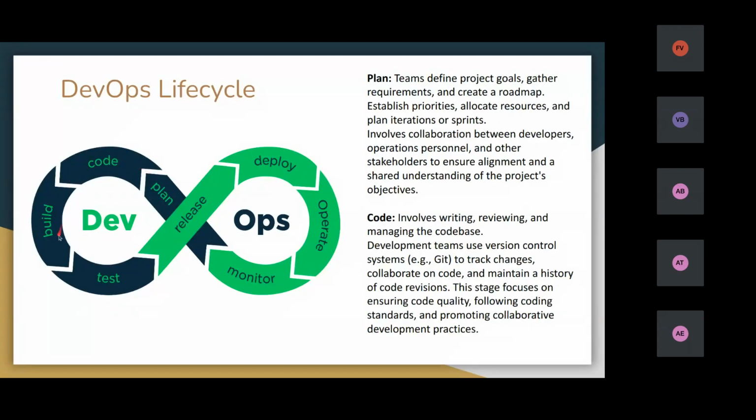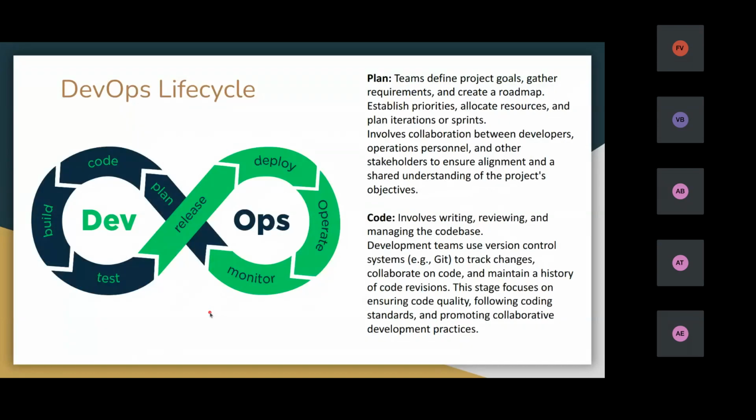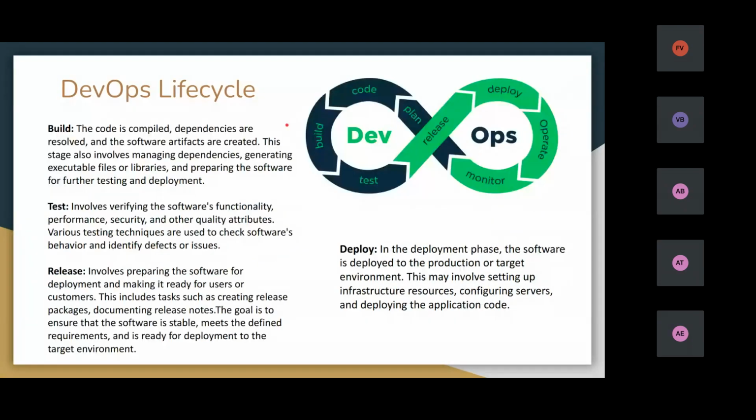The plan, code, build and test stages come under Dev, and the release, deploy, operate, and monitor stages come under Ops. Okay. And then coding is done. Then, like I said, build is done. In the build stage, the code is compiled, dependencies are resolved, and the software artifacts are created.